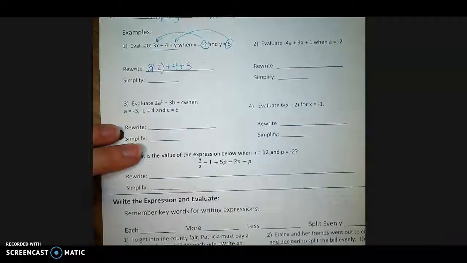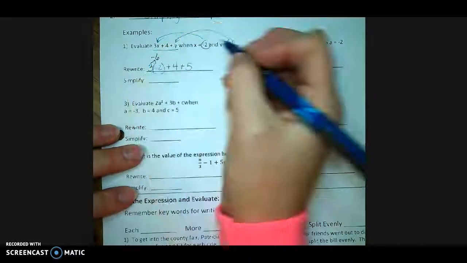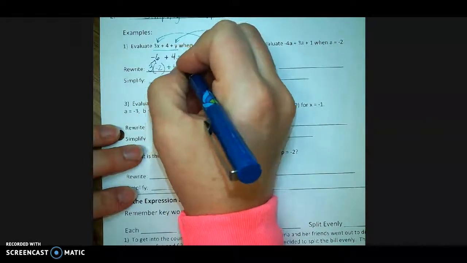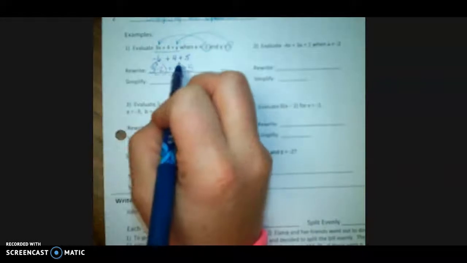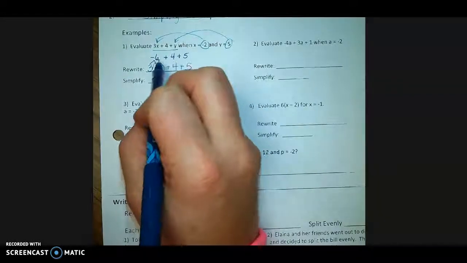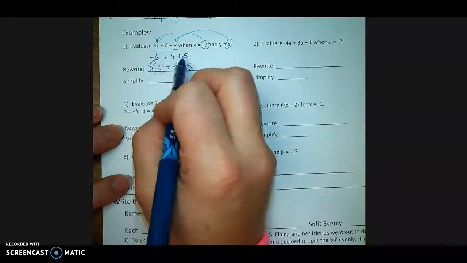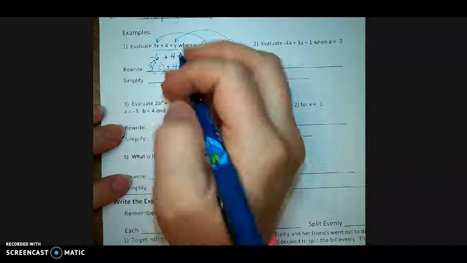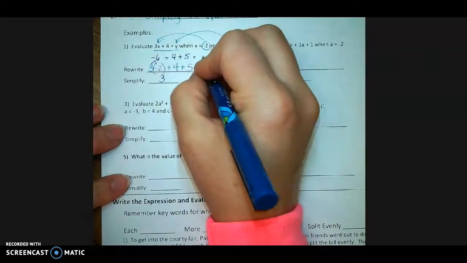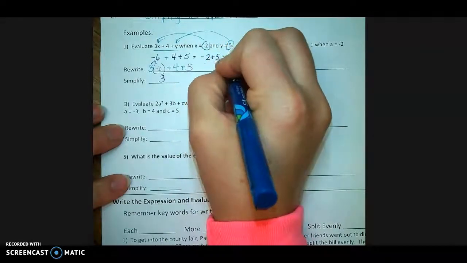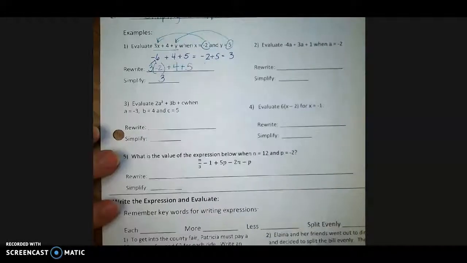So I would look at this and I would say 3 times -2, well that's -6, plus 4, plus 5. So this is all adding, so I can do this in any order. So I could say 9 minus 6 is 3. I could say -6 plus 4 is -2, and -2 plus 5 is 3. But my answer is going to be 3. So we can see the sequence of steps there to find that.